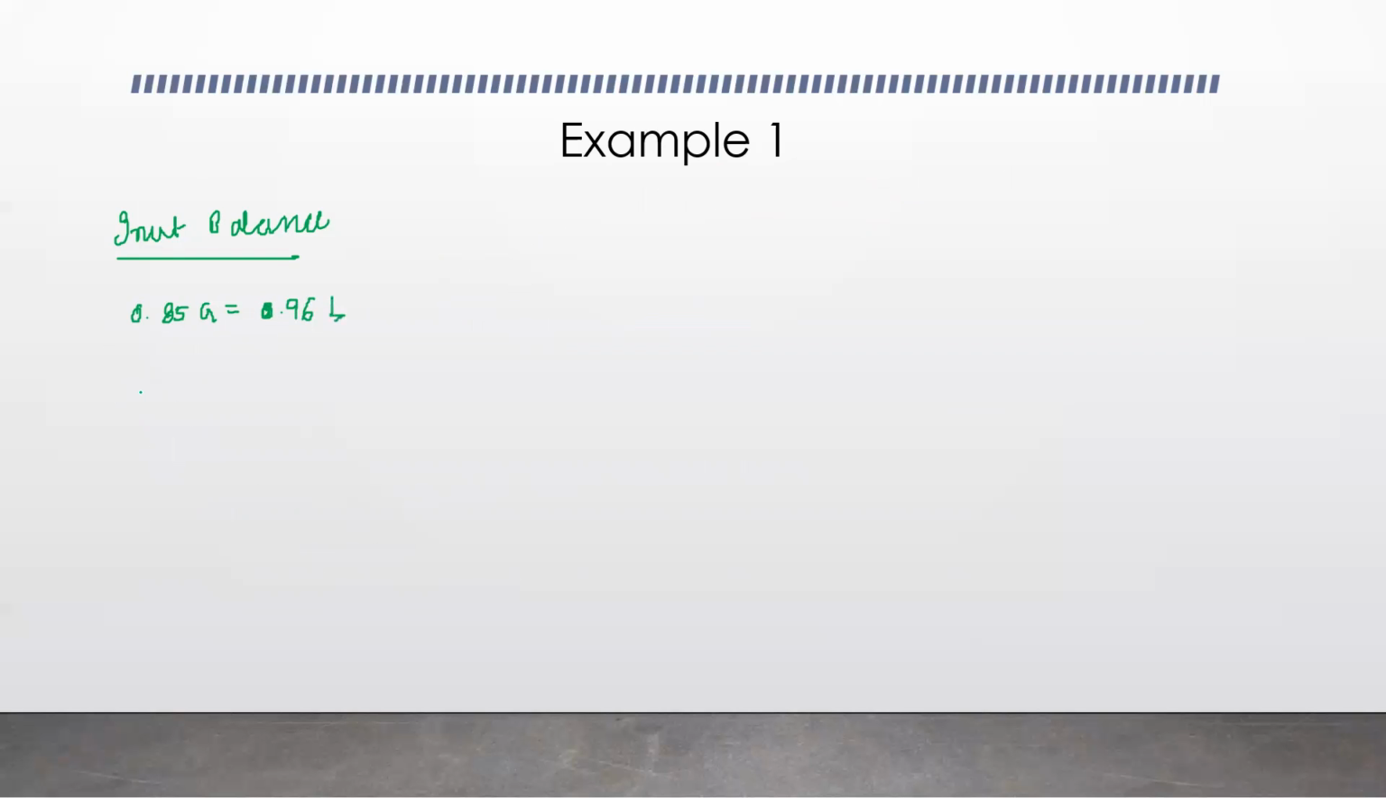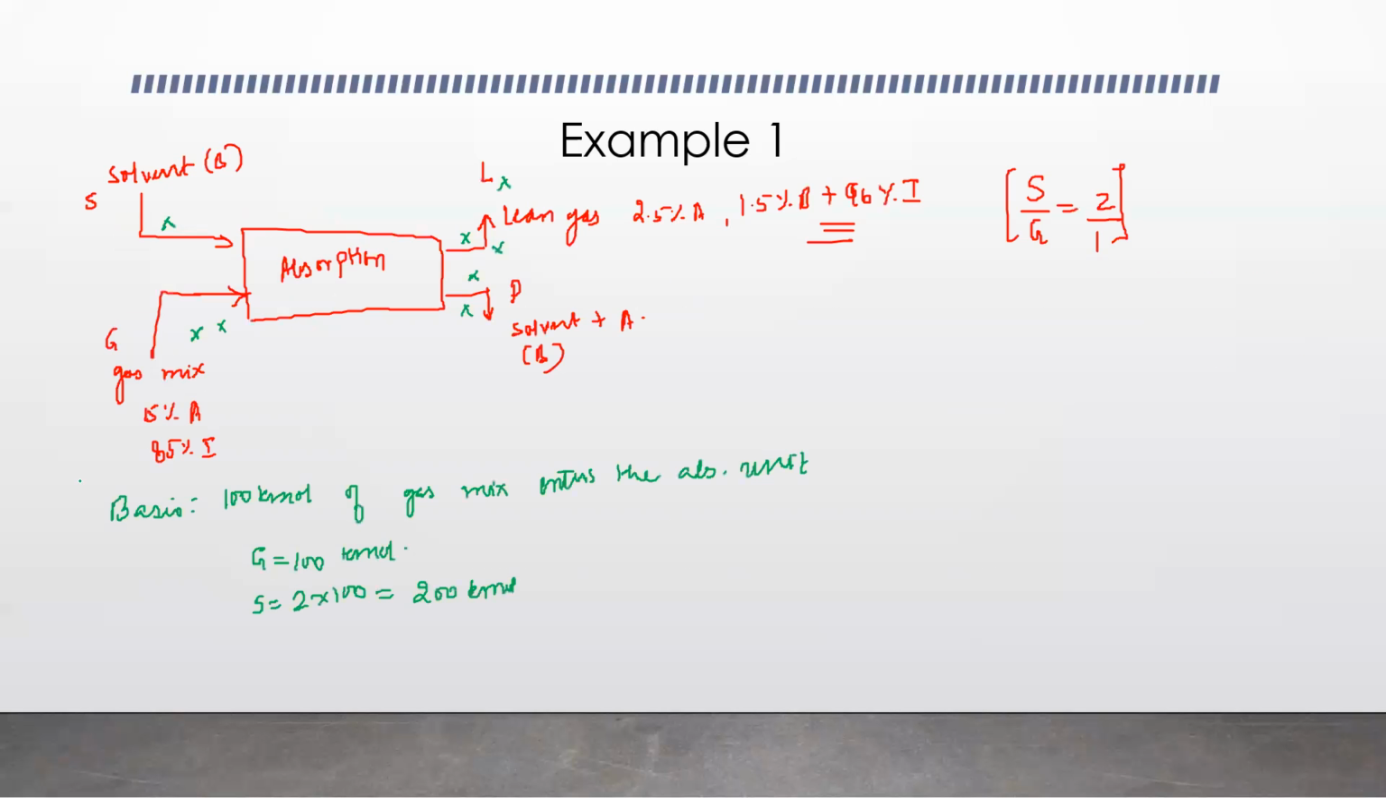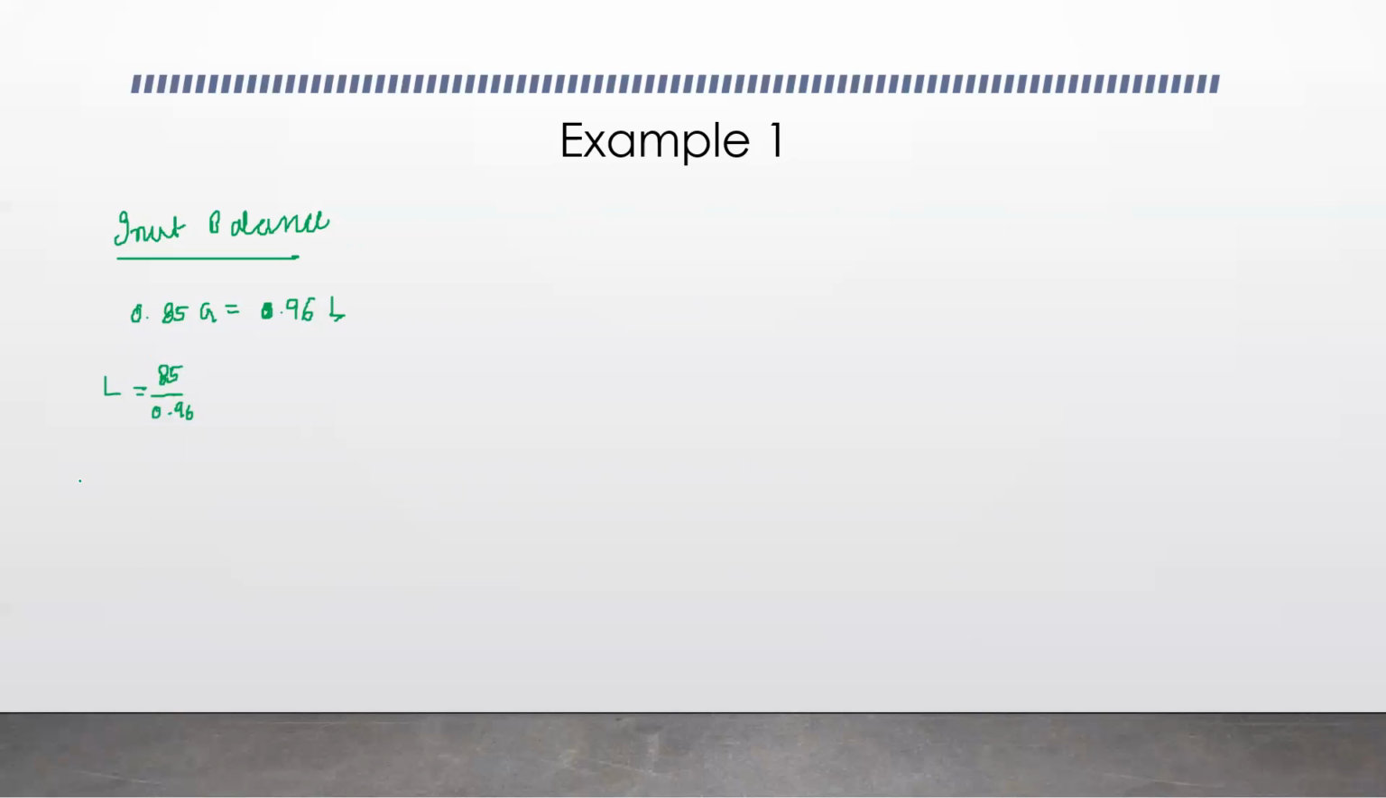0.96 L. All right. So we have 0.85 into 100 upon 0.96. That gives us the lean gas. Sorry, not liquid gas, lean gas. So L is equal to 85 upon 0.96. That is 88.54 kilomole. That is L, or the lean gas mixture.